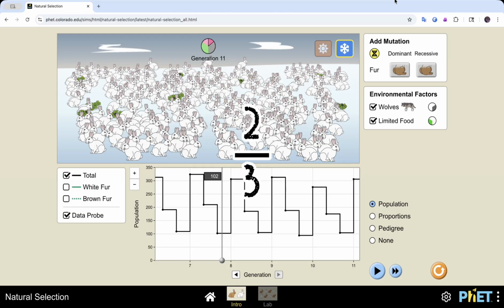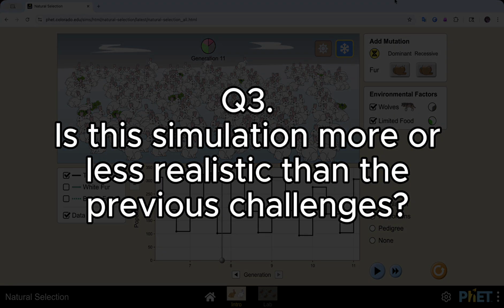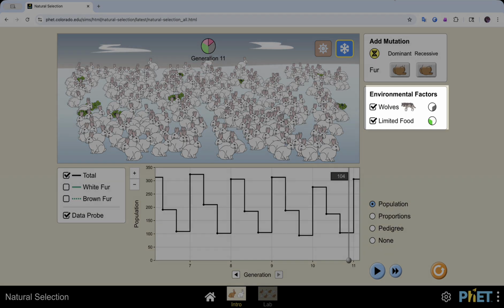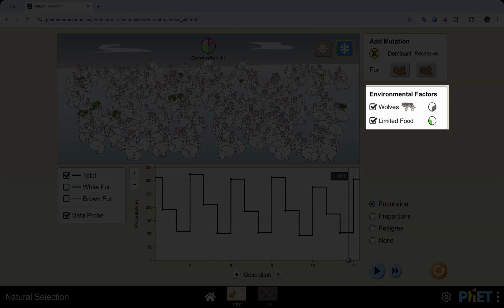So even though the population loses 2/3 of its individuals during each decline, it nearly triples back during each growth phase. This is what keeps the population stable over time. Here is our third question. Is this simulation more or less realistic than the previous challenges? This simulation is actually more realistic. In the real world, ecosystems almost never have just one limiting factor. There are usually multiple pressures acting on a population at the same time, just like we are seeing here with both wolves and limited food working together.